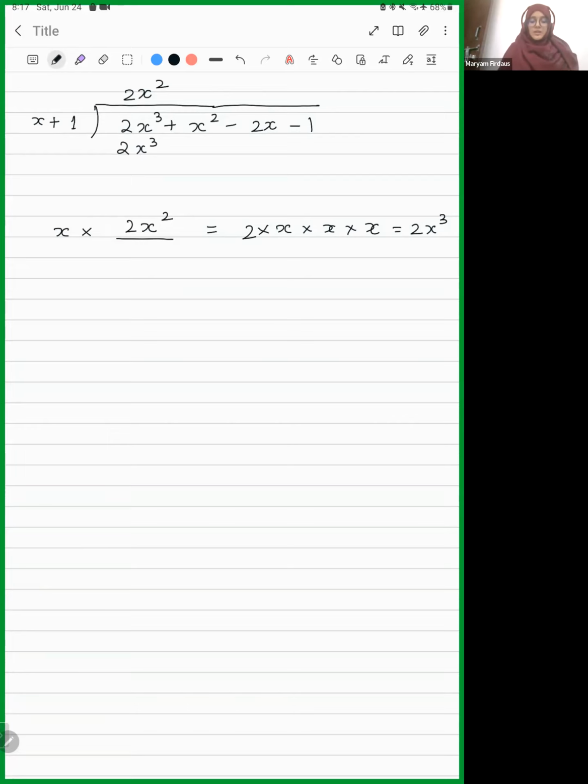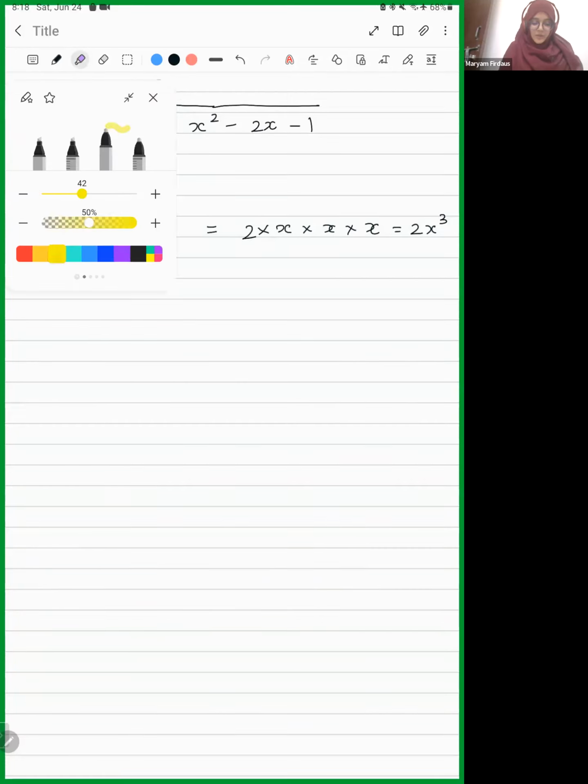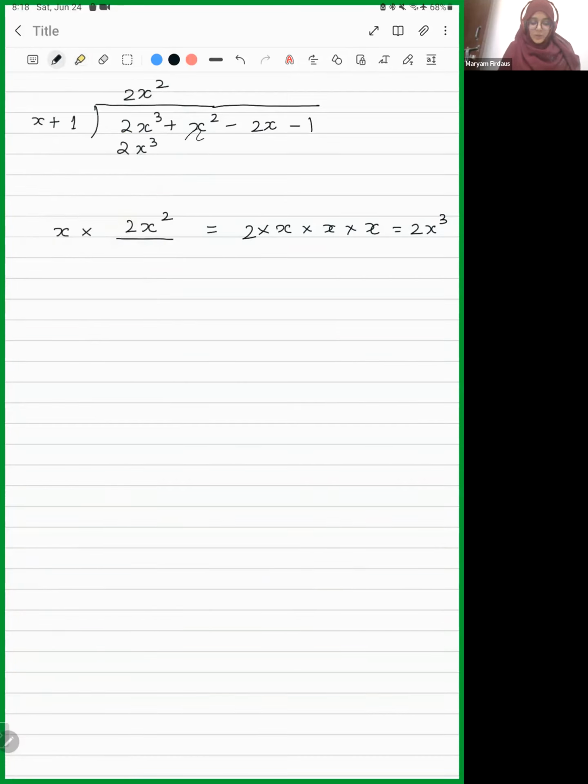It's 2x square. We have 2x square over here. So 2x square, we write it over here. Okay. Fine till here? Yes, ma'am. All right.